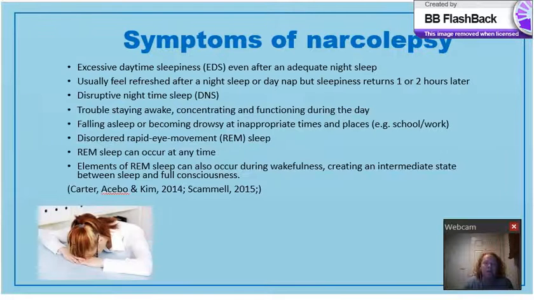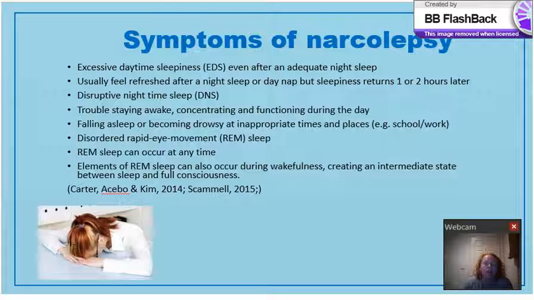There are several symptoms of narcolepsy. The main one is excessive daytime sleepiness, even after an adequate night's sleep. A person with narcolepsy will usually feel refreshed after a night's sleep or day nap, but sleepiness returns 1 or 2 hours later. They will usually experience disruptive nighttime sleep and trouble staying awake, concentrating, and functioning during the day.